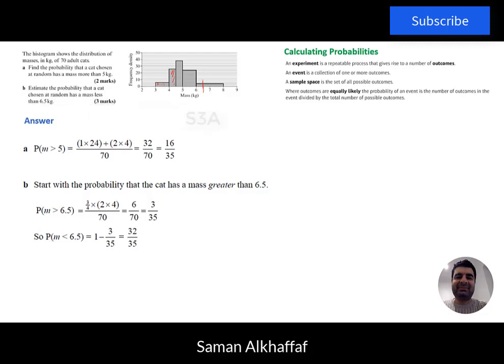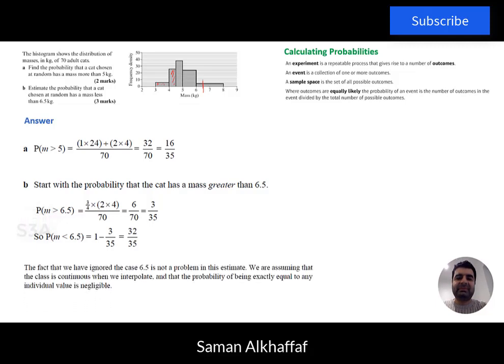the weights being less than 6.5 kilograms. And in this estimate, we have ignored the case of exactly 6.5, which is not a problem in this estimate. We are assuming that the class is continuous when we interpolate, and that the probability of being exactly equal to any individual value is negligible. So this is the explanation that we have for part B of this question.